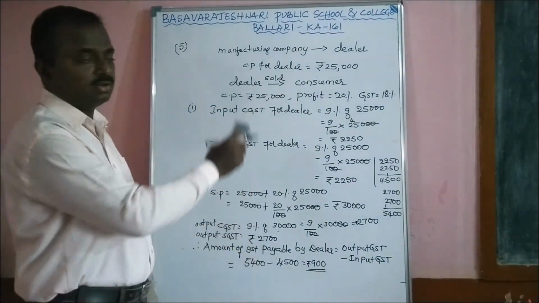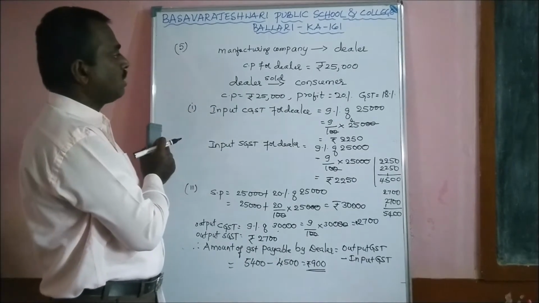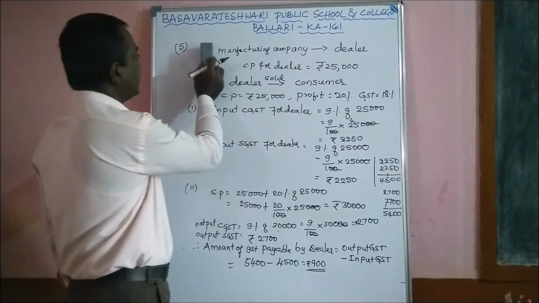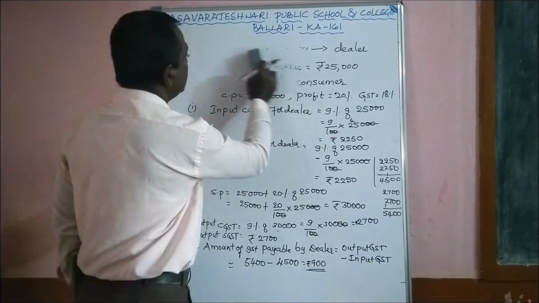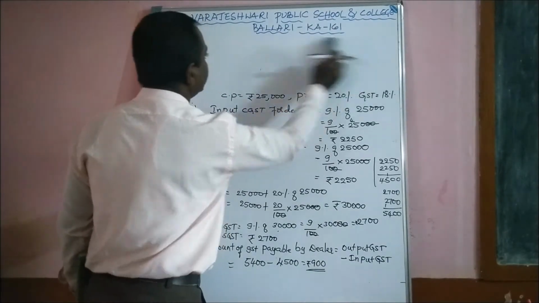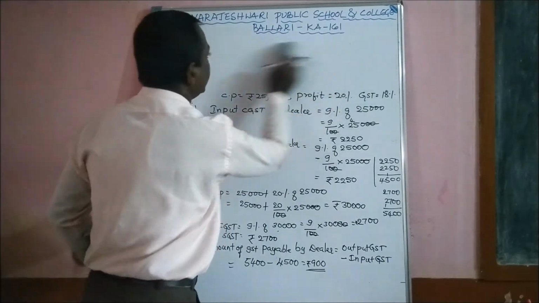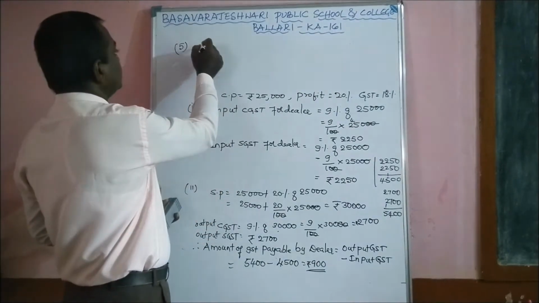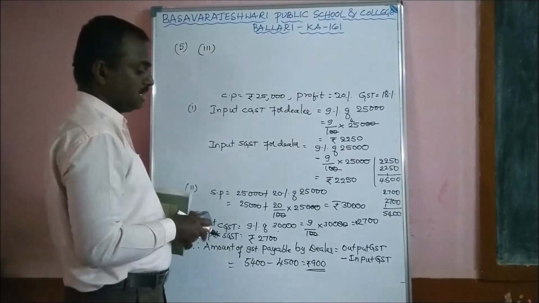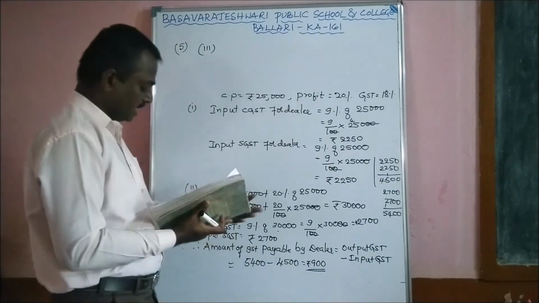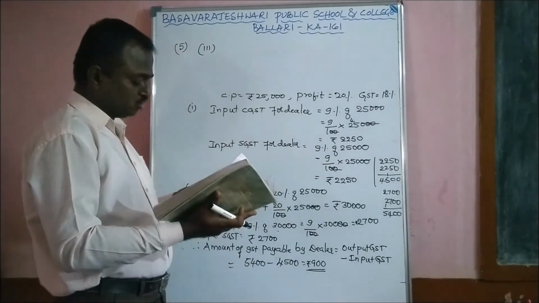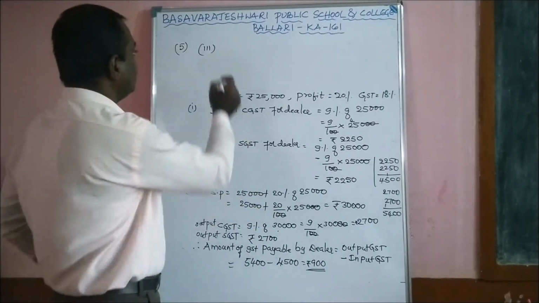I think you have completed this part. Okay. So I will write here the third answer. So what is the third answer they are asking? The amount that the consumer has to pay for the music system.